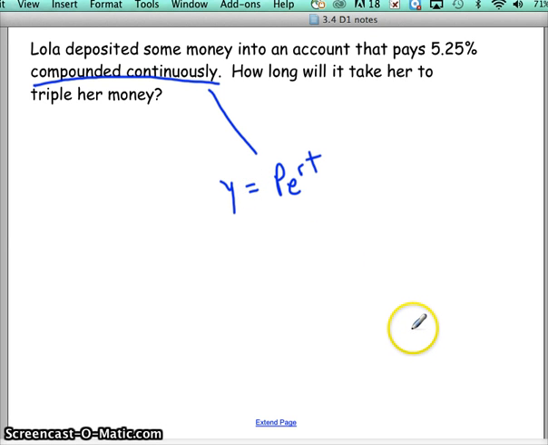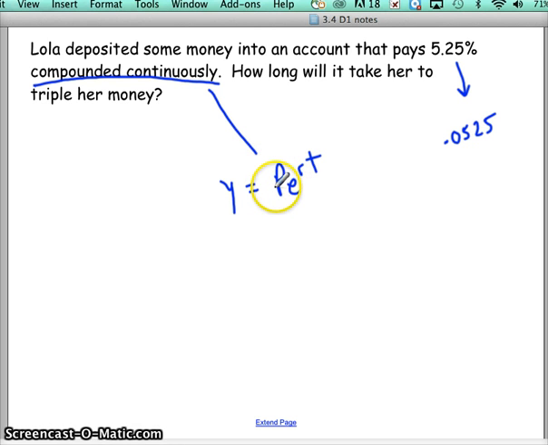How long will it take her to triple her money? Okay, so here's our rate. We always have to move the decimal place 2 to the left, so it'll be 0.0525 when we plug it into the formula. That goes in for R. What's going to go in for P?